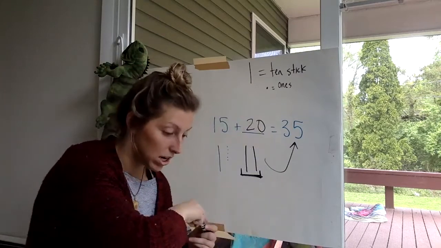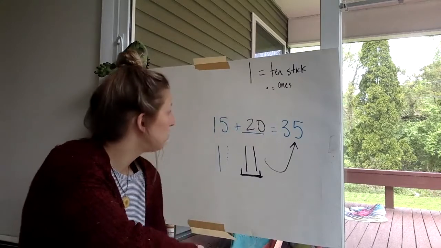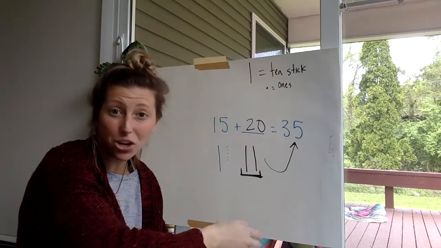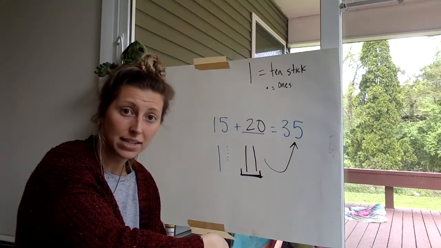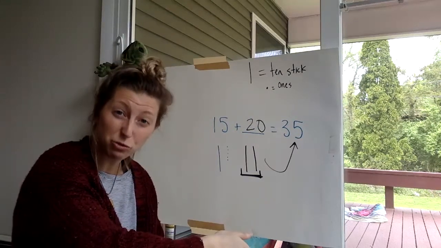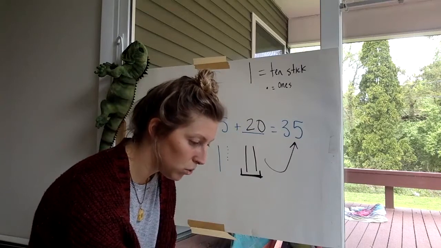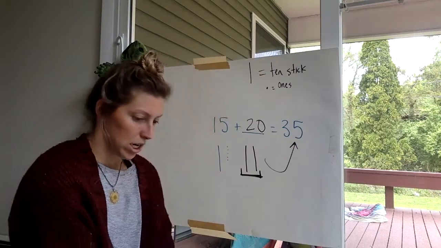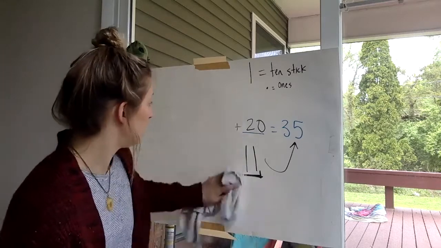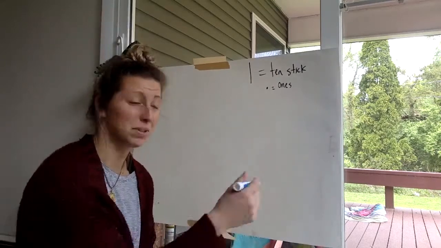Awesome. All right. So that's pretty much all I have for you with adding and subtracting tens within 40. I will be giving more, like for example, if we had something like 13 plus 7, okay, 13 plus 7.